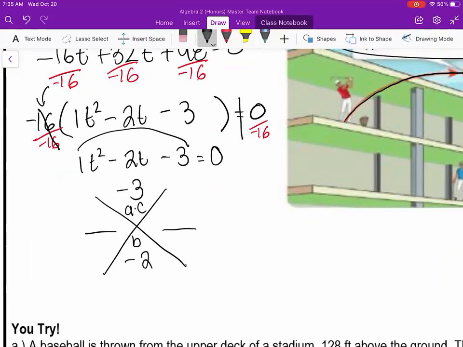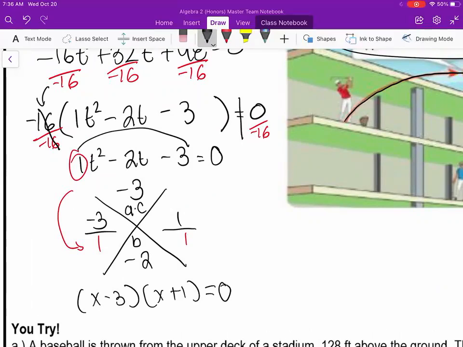So I'm looking for two numbers that multiply to negative 3 and add up to negative 2, which is going to be negative 3 and 1. Negative 3 times 1 equals negative 3, and negative 3 plus 1 equals negative 2. I'm also going to divide by my a value, which in this case is just 1, so it's not going to make much of a difference. So my factors are going to be x minus 3, x plus 1 equals 0.